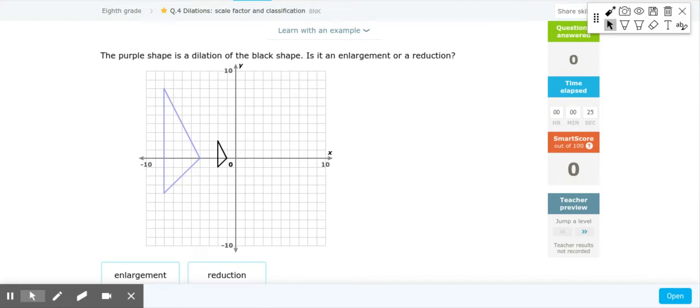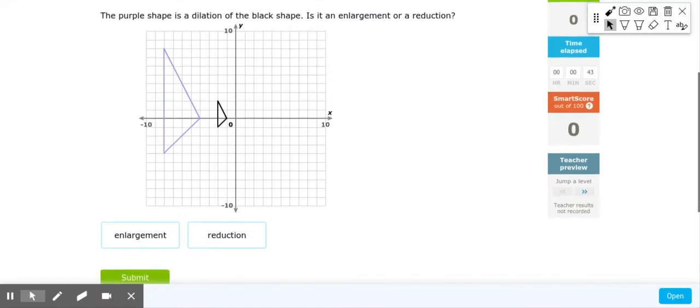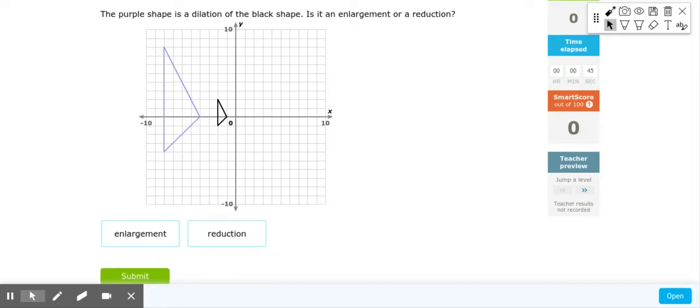Now I'm in IXL section in 8th grade math, Q.4, dilation, scale factor, and classification. The first section starts you out with: the purple shape is a dilation of the black shape. Meaning the black shape is our pre-image or our original. So is it an enlargement or a reduction? It's pretty clear that if the black shape is our pre-image and we went to the purple shape, that is an enlargement.